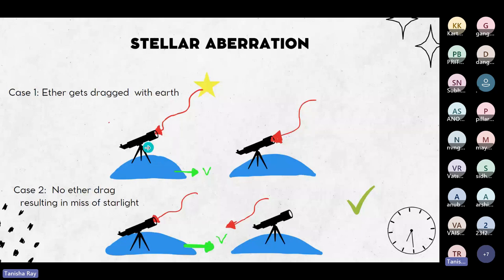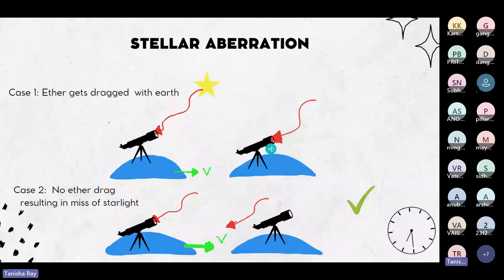Now, if the case that ether gets dragged along with Earth is true, then as Earth keeps moving forward, the layer of ether that's sticking to the Earth, I mean getting dragged with the Earth, will also move forward, carrying along with it the rays of light traveling through it. In this situation, the ray of light should always reach the telescope no matter how much time passes.